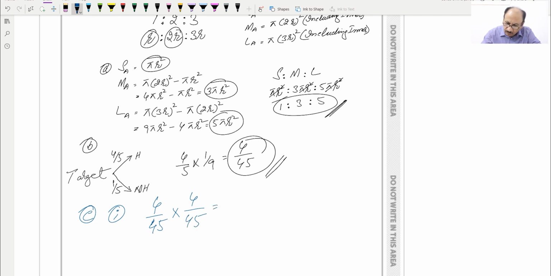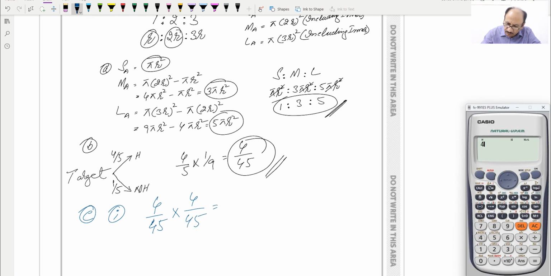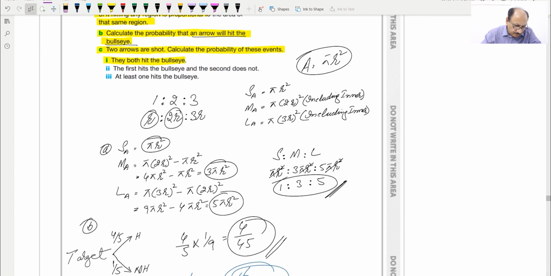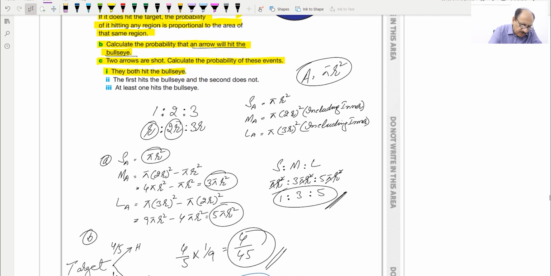So this will be the probability, and we can calculate. This will be 4 over 45 multiplied by 4 over 45, and this is equal to 16 over 2025. So 16 over 2025 will be the probability for hitting bullseye. Now the second part is saying the first hits the bullseye and the second does not.